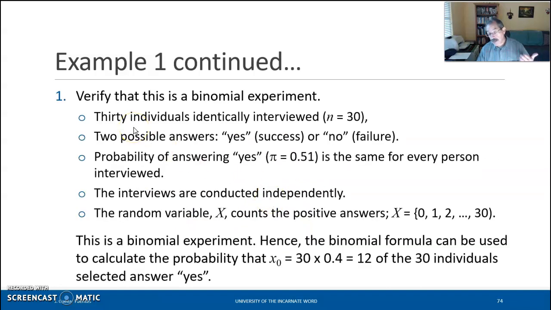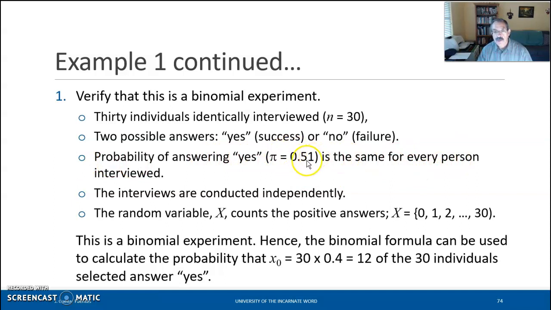So number one, we need to verify that what this problem is describing is in fact a binomial experiment. We can see that, or at least imagine that, 30 individuals were identically interviewed. So we could say that yes, we have 30 identical trials. And there are only two possible outcomes: either they met the resolution or they did not. So there are only two answers.